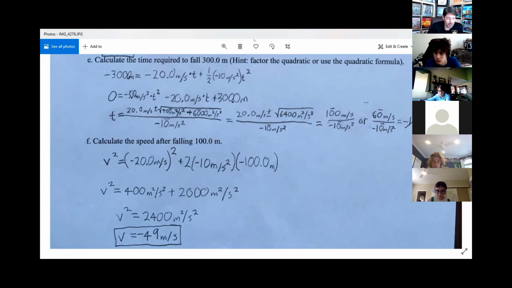All right, very nicely done though, clear work. Good explanations. Any questions? All right, group 2, question 2.